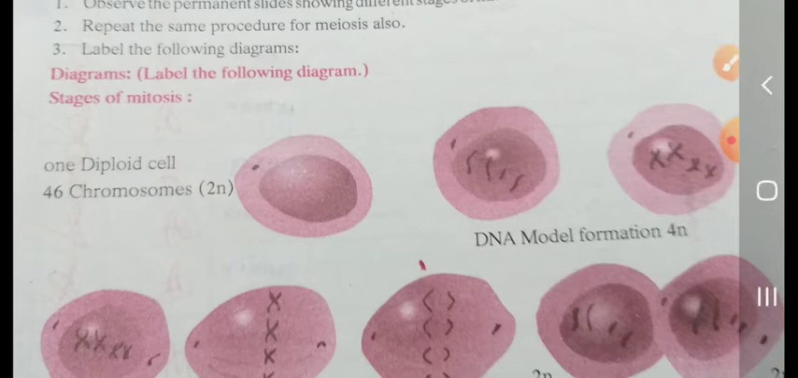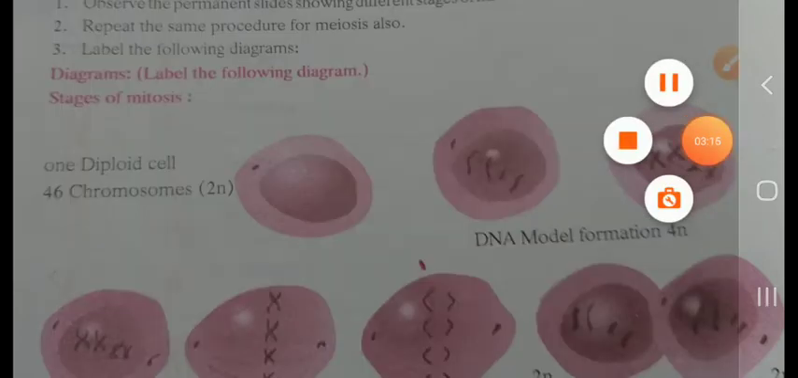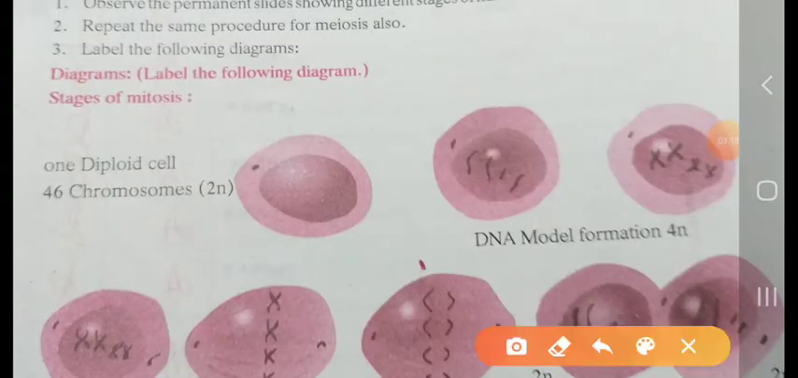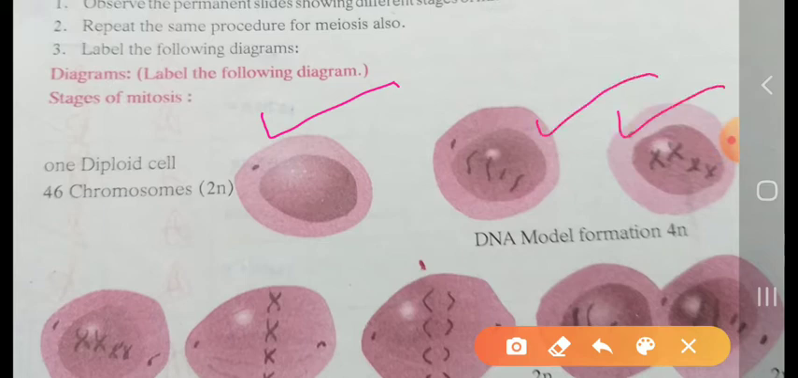Here you can see, this is the first diagram. You can see this is a diploid cell. This is DNA model formation, how DNA is formed. This is prophase 1. What is the meaning of prophase? That means it is preparing, the cell is preparing itself for the division. In metaphase you can see that on the middle plate all the chromosomes get collected.